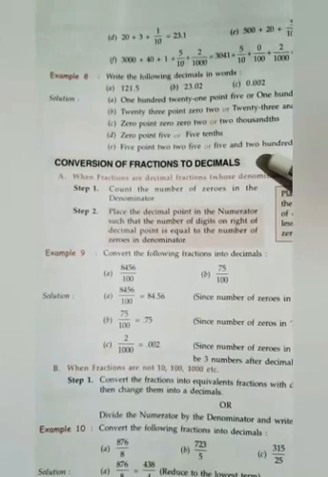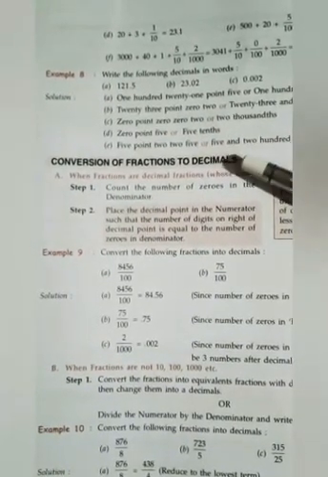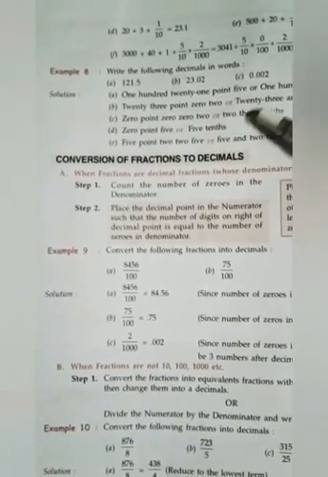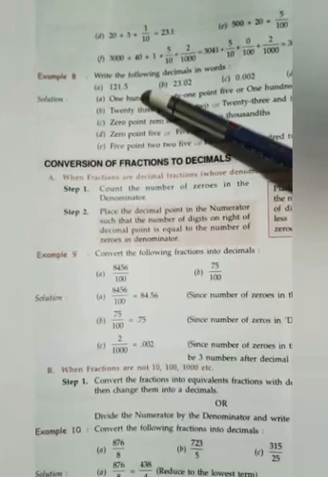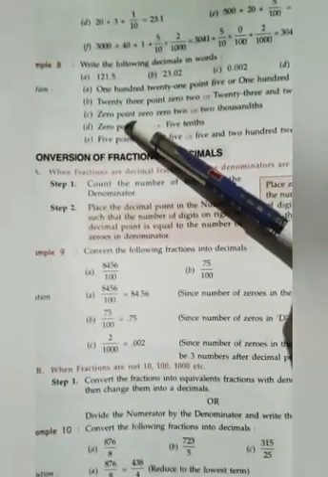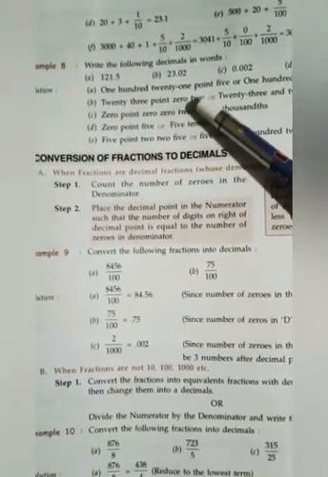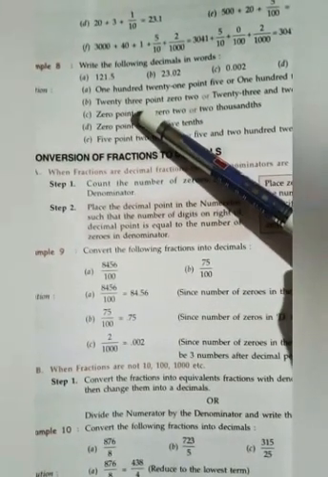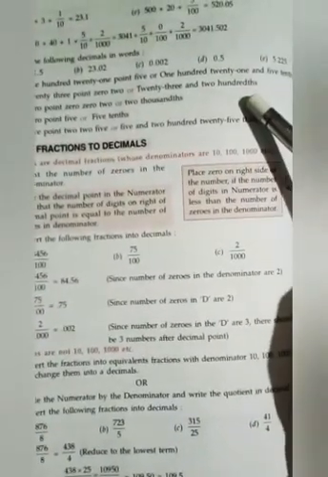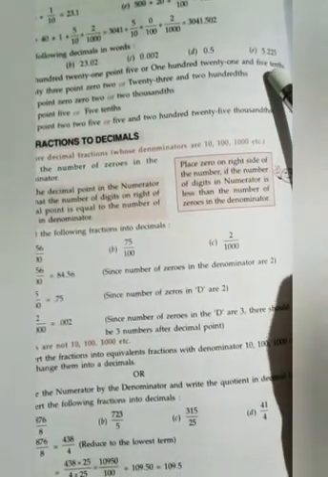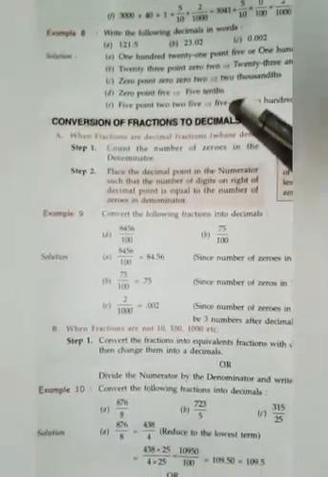Then example 8. Write the following decimals in words. Just the opposite of example 7. Here 121.5, we have to write in words. 121.5 is 121 and 5 tenths. Like this we write. You see the other bits.